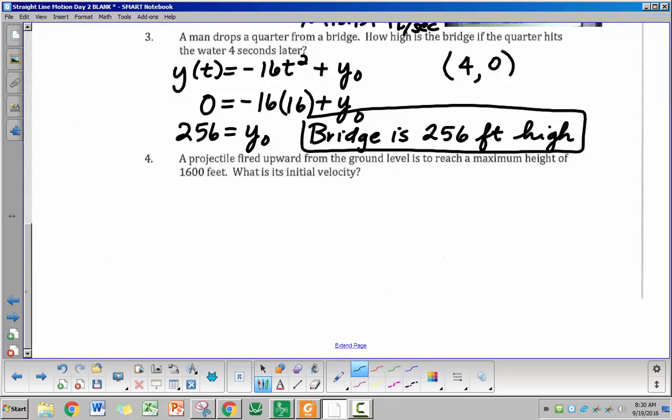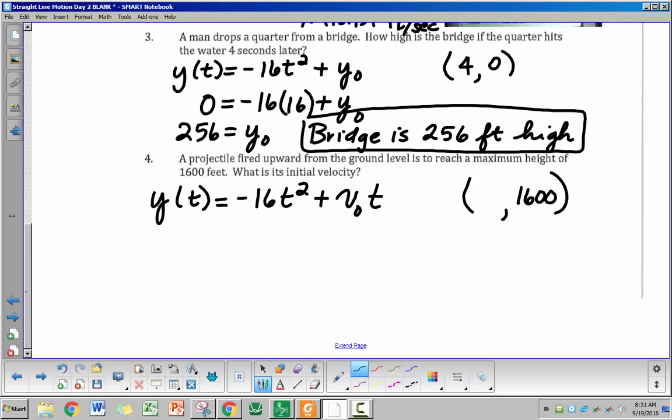Number 4. A projectile is fired upward from the ground level. A projectile fired upward from the ground level is to reach a maximum height of 1,600 feet. What is its initial velocity? Well, it's going to be y of t equals negative 16t squared. Now, they're saying it has an initial velocity, so it's going to be plus v naught times t plus what's its initial position? 0. Good, so I don't have to show that. Now they're giving me a maximum, right? That would be y of t. So it's going to be at some time t.